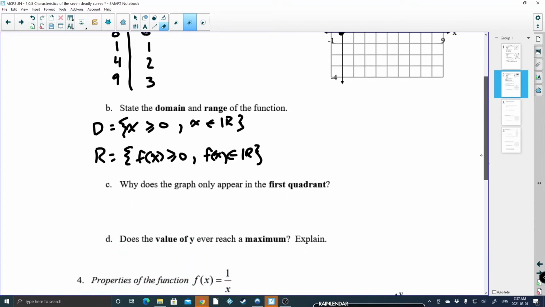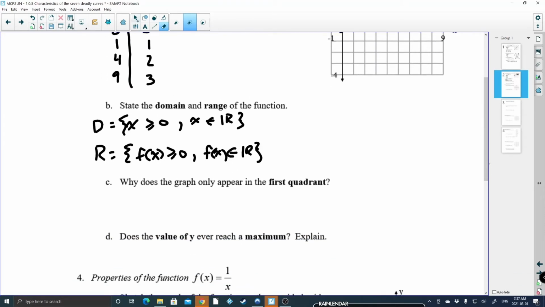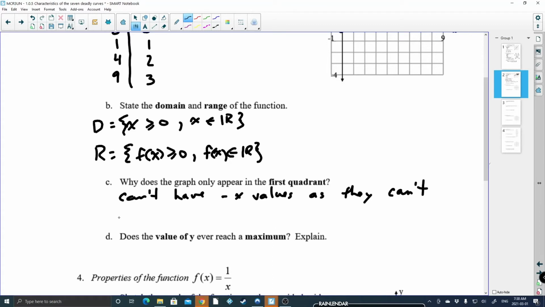Similar question to before, why does the graph only appear in the first quadrant? Because you can't square root negative numbers. So we can't have negative x's. They can't be square rooted. I'm just going to write rooted.